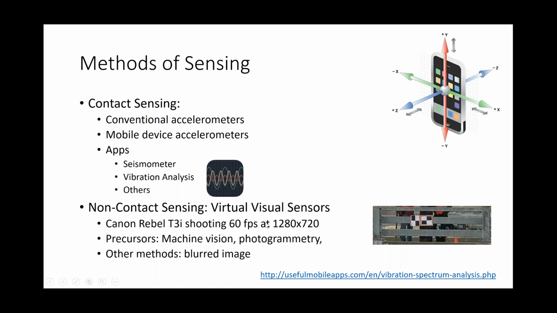So in some of the work that we've been doing, we're shooting 60 frame per second video, 720p resolution, makes for kind of a happy medium, and we're able to get frequencies up to 30 hertz from that. There are a lot of precursors to this kind of work. There's machine vision, close range photogrammetry. Others have come up with blurred image methods. So again, there's a lot more research to support this sort of work.